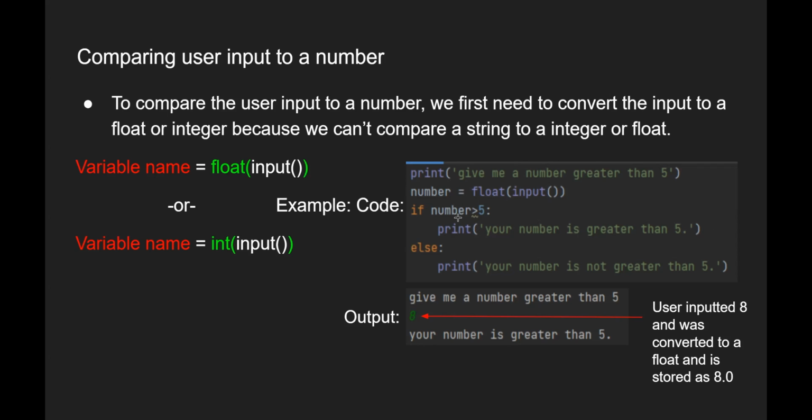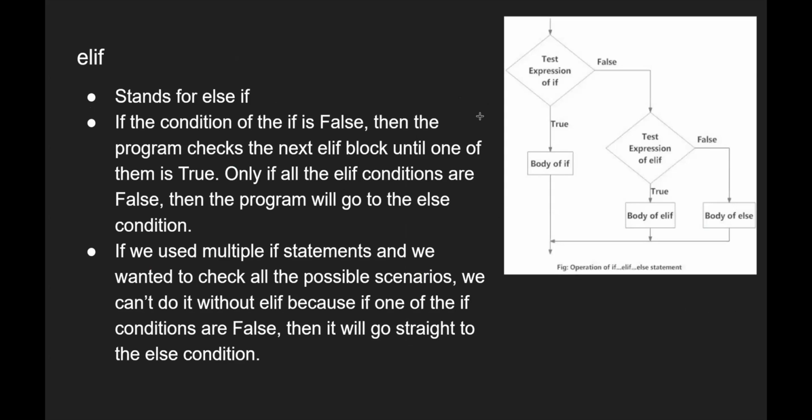So the elif stands for else if. If that condition is false, then the program checks the next if or elif block until one of them is true. Only if all the elif conditions are false will the program go to the else condition. If we use multiple if statements and want to check all the possible scenarios, we can't do it without the elif, because if one of the if statements were false, it would go straight to the else condition and not check all of the other if conditions.